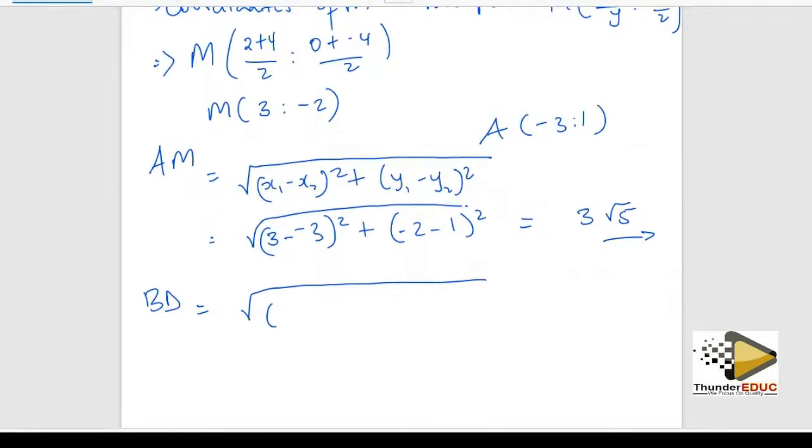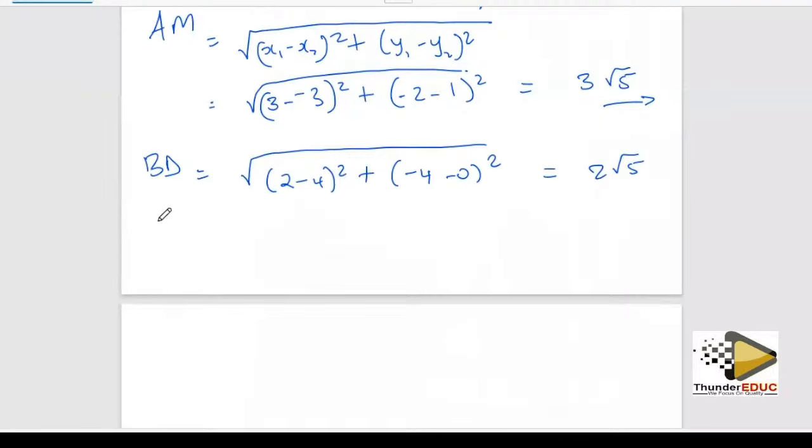So what I'll do, I'll just say 2 minus 4 squared plus -4 minus 0 squared. Punch this into the machine. Okay, so that is 2 minus 4 squared plus -4 minus 0 squared. That is giving me 2√5.